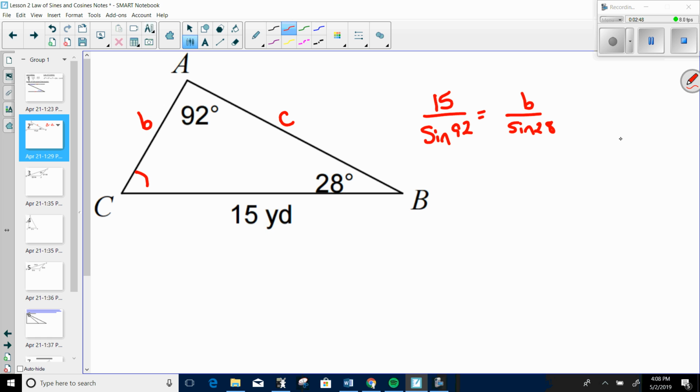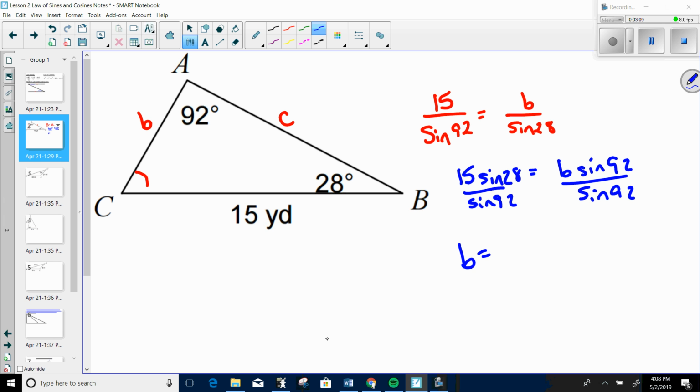Once we get that set up, then it's not too bad. What we do is we cross multiply and solve. So I'm going to cross multiply. This becomes 15 sine 28 equals B sine of 92. And then I'm going to solve for B, so I divide by sine of 92. Divide by sine of 92, and you get B equals, and you're going to have to use the calculator.